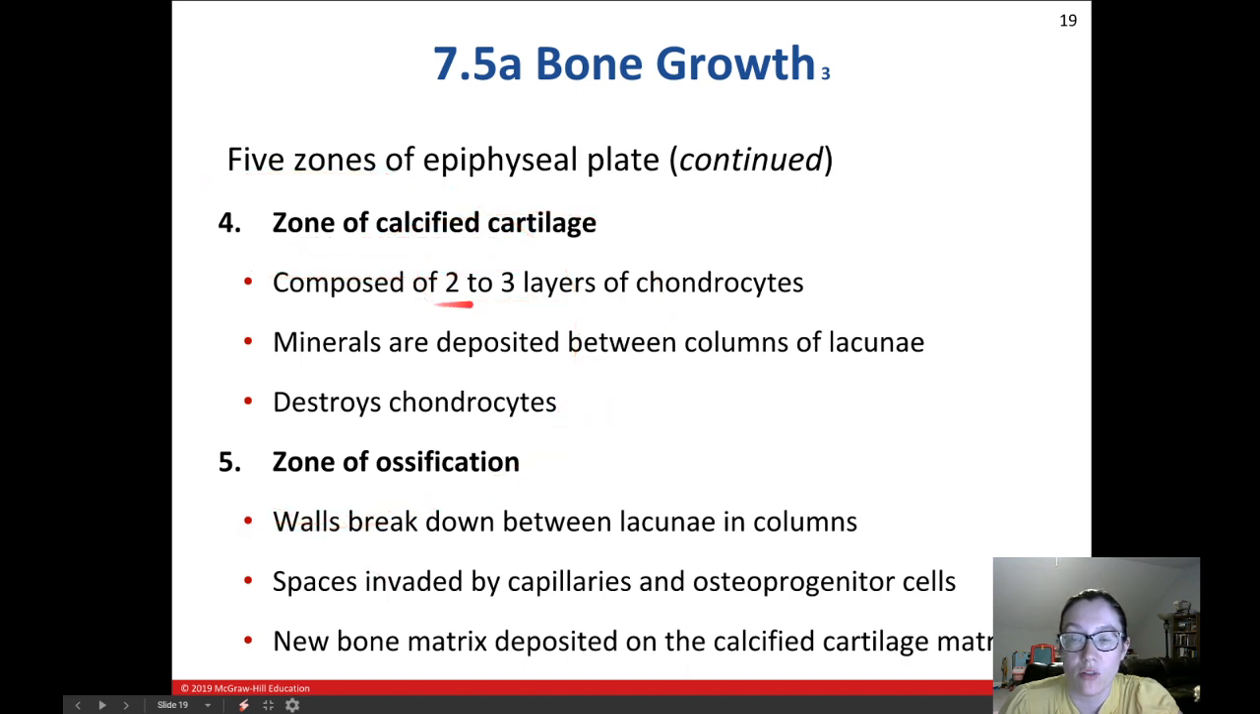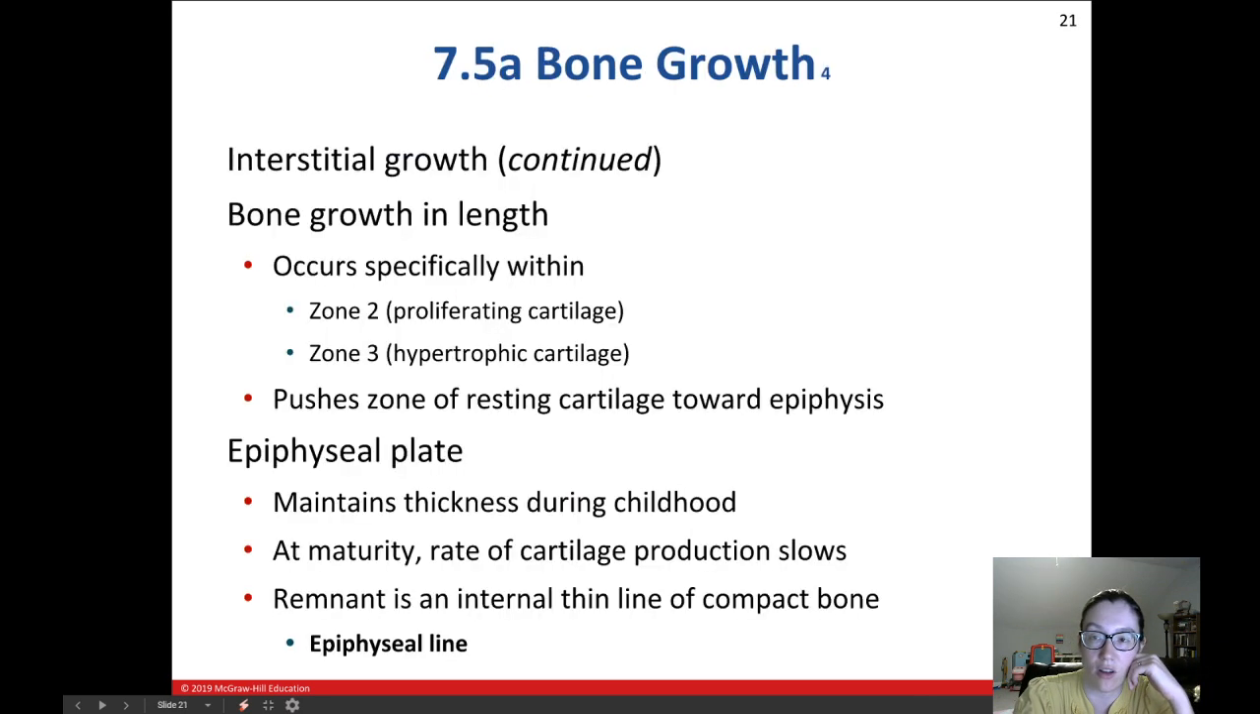And this is going to be about 2 to 3 layers of chondrocytes. And here, minerals, once again, will be deposited between the columns of lacunae. And normally the cartilage is not supposed to be calcified. It doesn't have calcium in it. It's not healthy for the chondrocytes, and so they're going to die off. So that zone of calcified cartilage is going to be a lot like that calcified cartilage shaft that we talked about in the endochondral ossification.